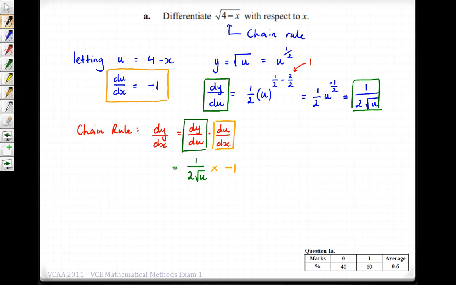So now we've just got to clean this up. So dy/dx, which is our derivative of the square root of 4 minus x, is given by -1 on 2 times the square root of u. But we know from up here that u is equal to 4 minus x, so we substitute that in, and that's our answer.